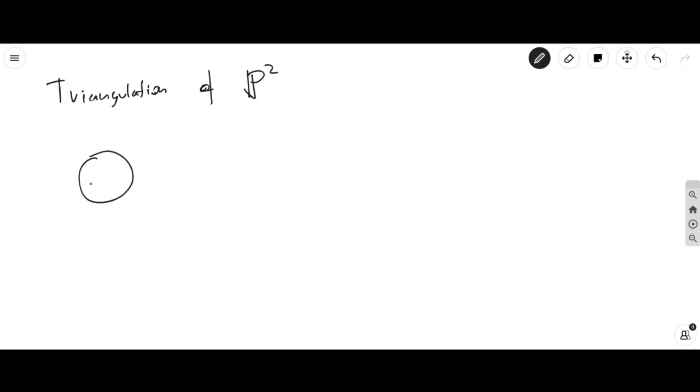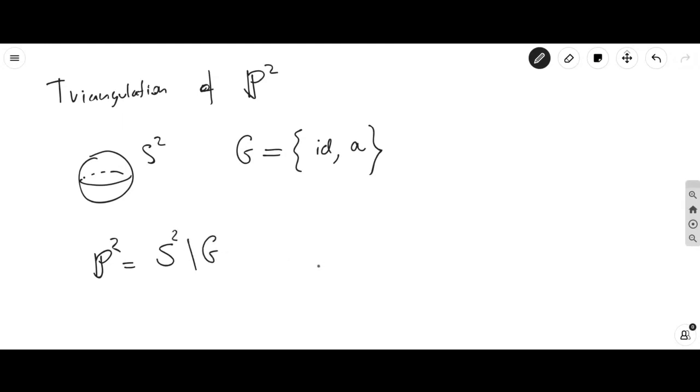So you start with the two-dimensional sphere, and then you have a group of automorphisms that consists of the identity map and A. A is the antipodal map that maps a point to its diameter opposite on the other side of the sphere. And then the projective plane is just defined to be S2 mod that group.